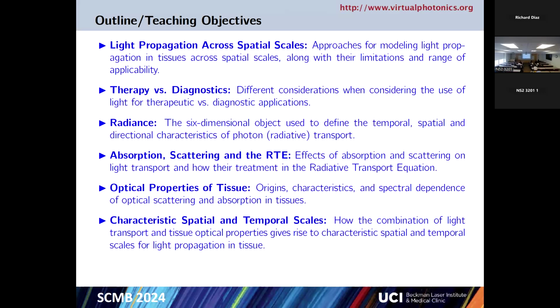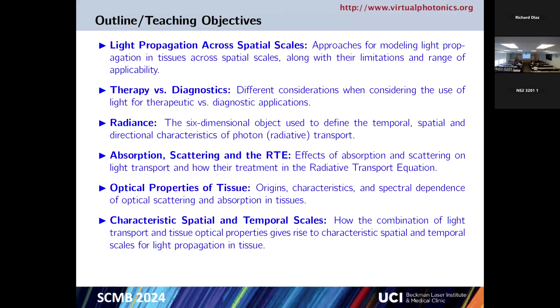A key element for all biophotonic applications is either sensing light that is remitted from the tissue, or, in the case of therapies, or even in the case of fluorescence, generating a light field inside the tissue, which will then generate light that you can sense. So we need approaches for understanding that light transport and for modeling light propagation in tissues across these spatial scales, from the nanometer scale all the way to centimeters. And depending on your application, the approach that you take is informed greatly by the spatial scales that you're considering.